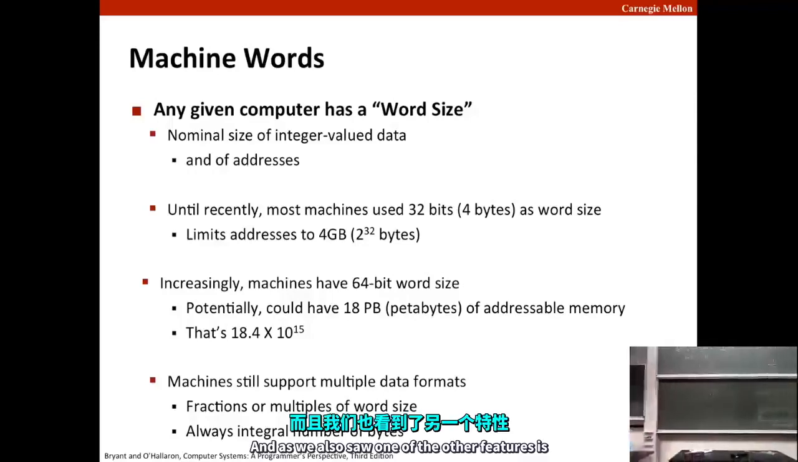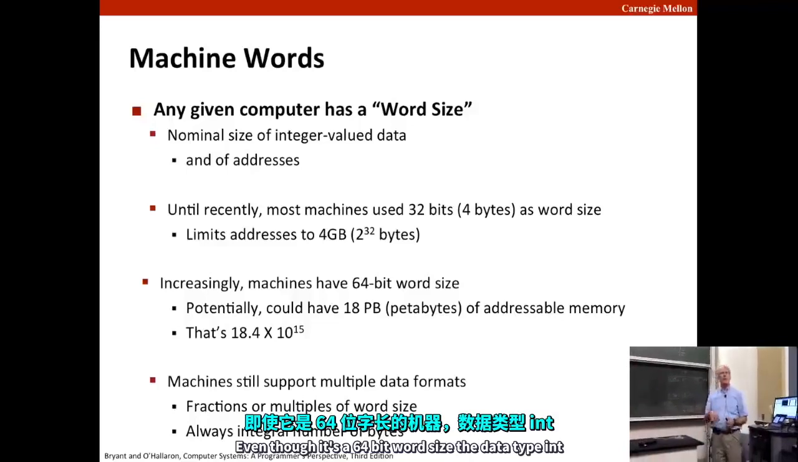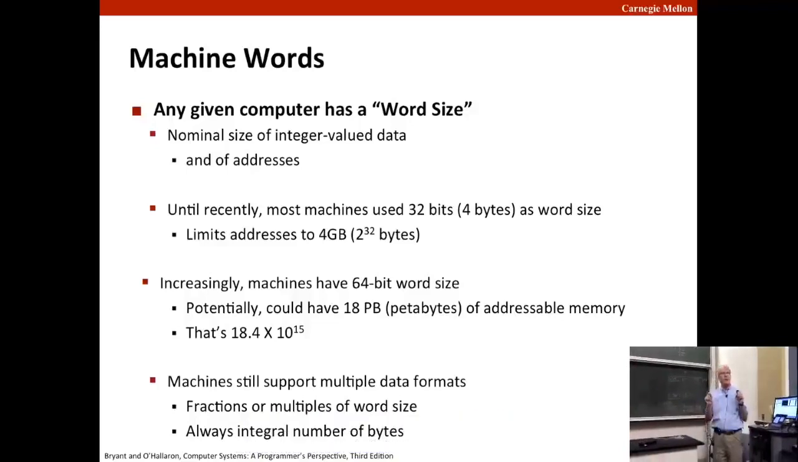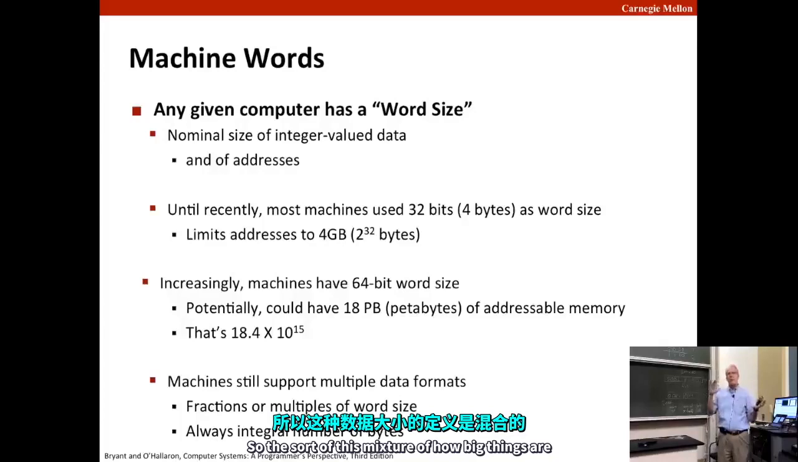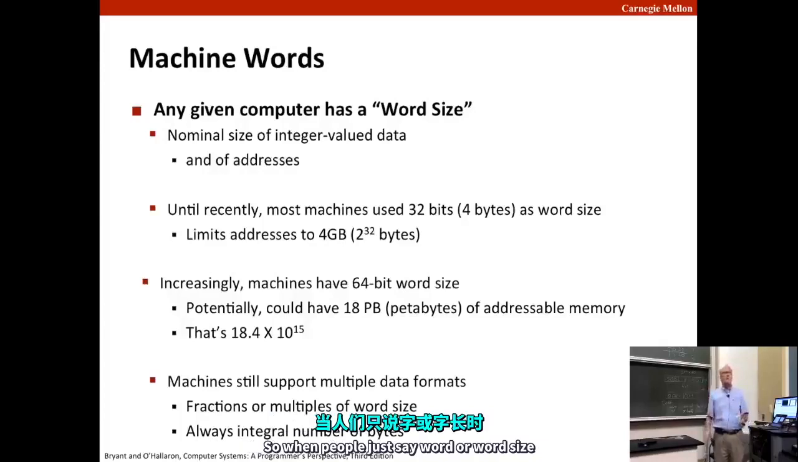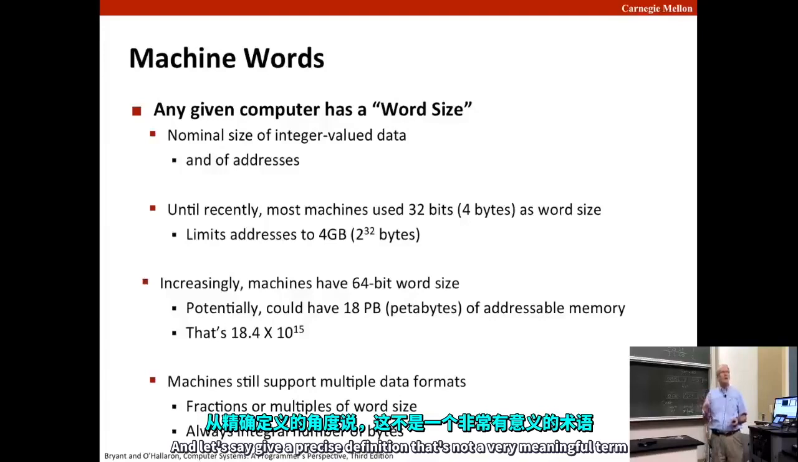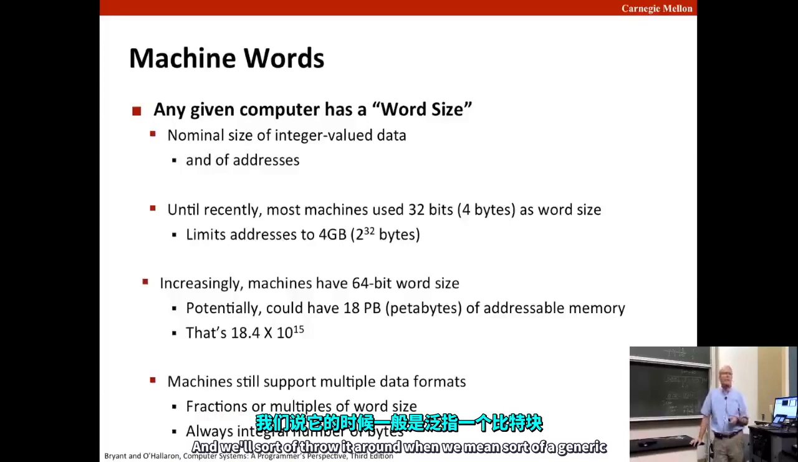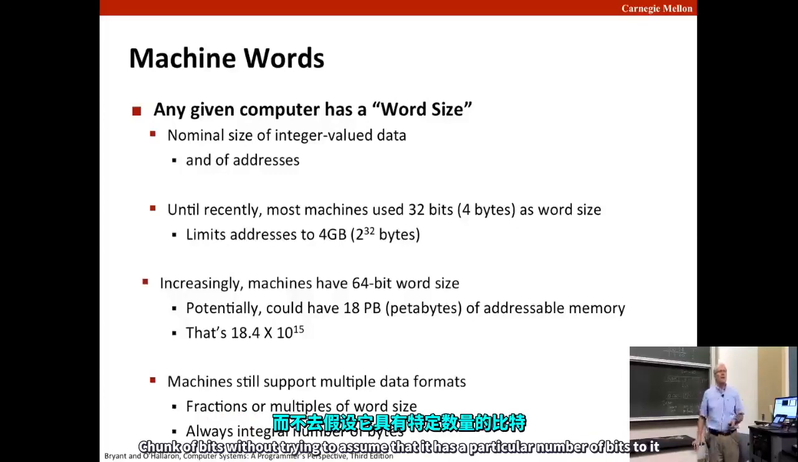And as we also saw, even though it's a 64-bit word size, the data type int, without any other qualifiers, is just 32 bits. So there's this mixture of how big things are. So when people just say word or word size, unless they give a precise definition, that's not a very meaningful term. And we'll throw it around when we mean a generic chunk of bits, without trying to assume that it has a particular number of bits to it.